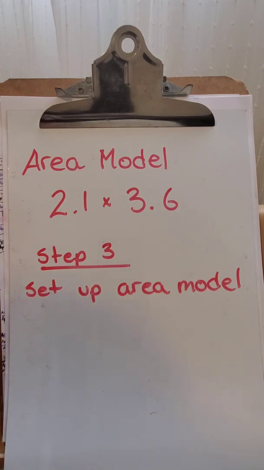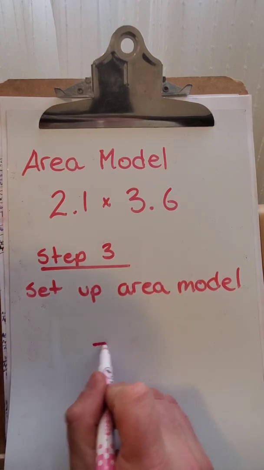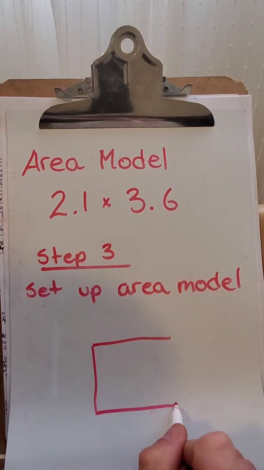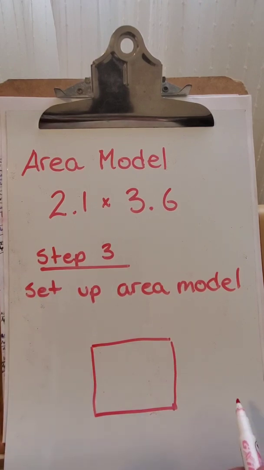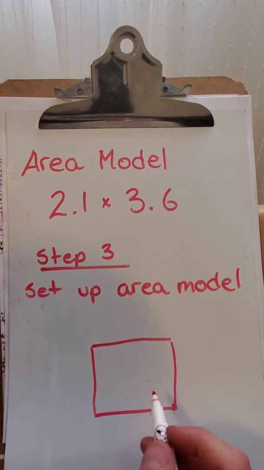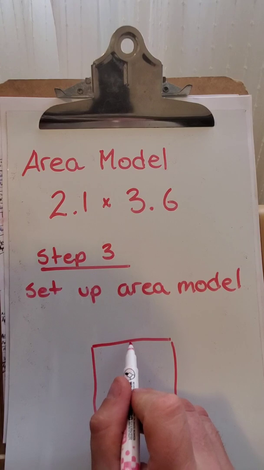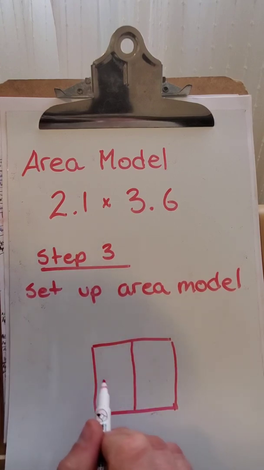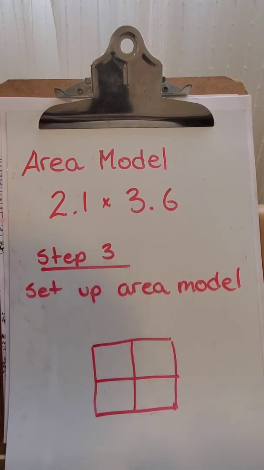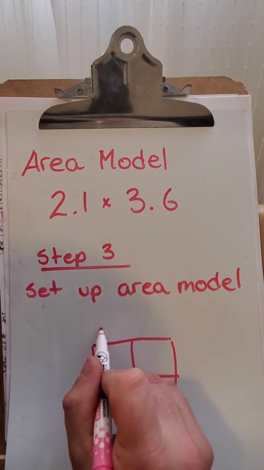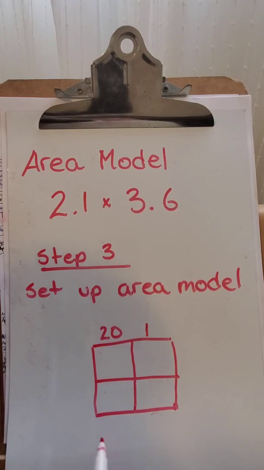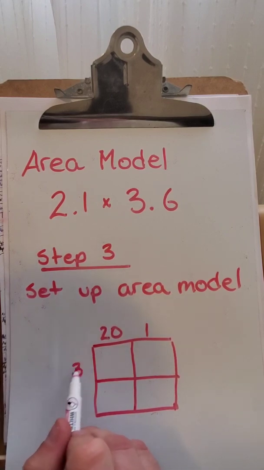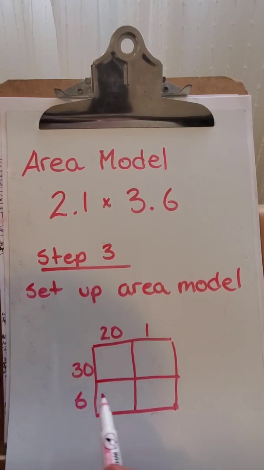Step 3, set up the area model. So what that looks like is a square, and because I separated each of my numbers into tens and ones, that means I'm going to have 2 categories for each number. I'll set up one across the top, and it was 20 and 1, and the other along the side, and that was 30 and 6.